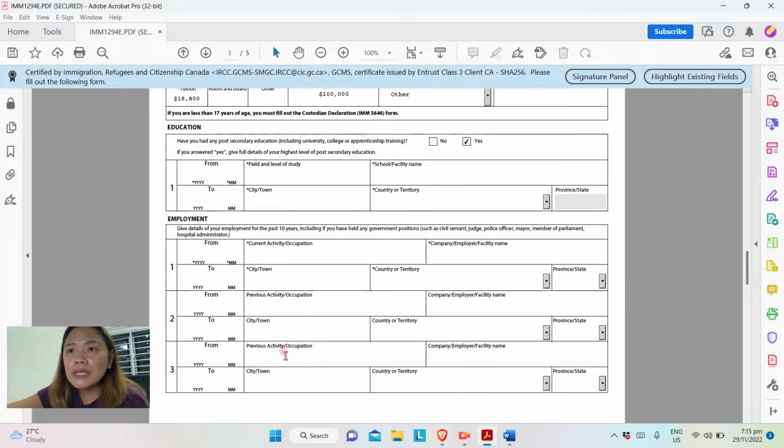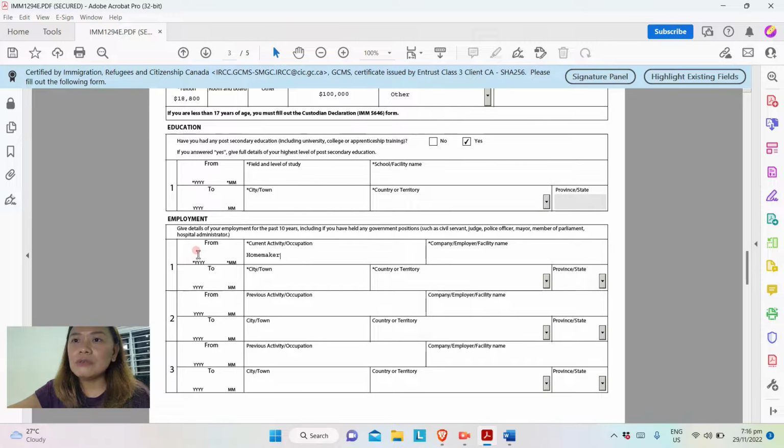Okay, for employment, give details of your employment for the past 10 years, including if you have held any government positions such as civil servant, judge, police officer, mayor, members of the parliament, and all that. So like in my case, my current activity, because number one will be the most recent, was a homemaker because I was not working, or I am not working.